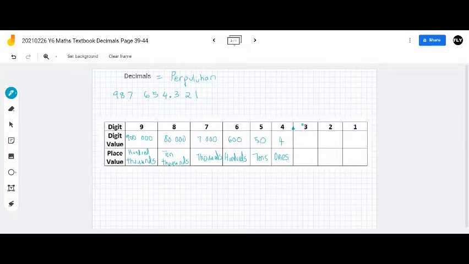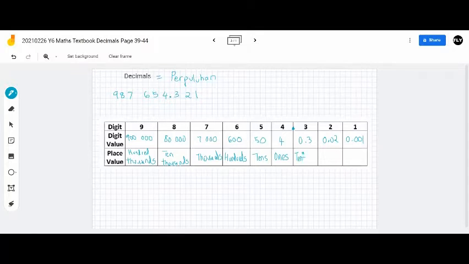Okay, and 3. 3 is not a whole number. The digit value of 3 is actually 0.3. Same thing happened to 2. 2 is the second digit after the decimal point. So 2 is 0.02. And 1. 1 is the third number from the decimal point, which is 0.001.